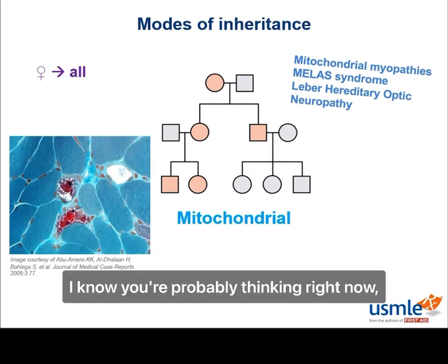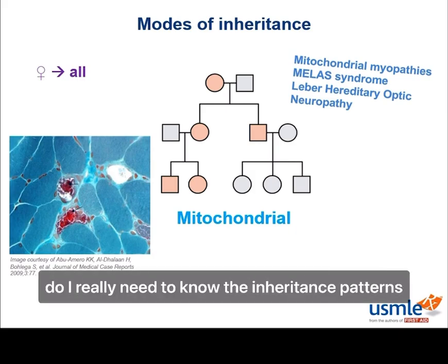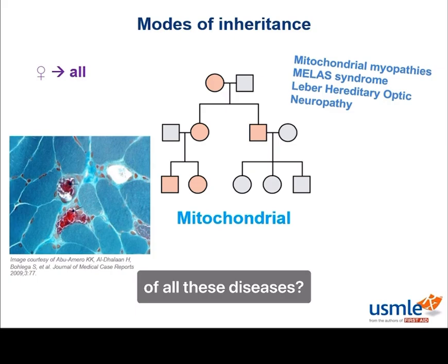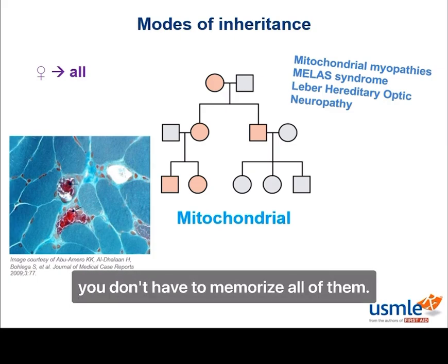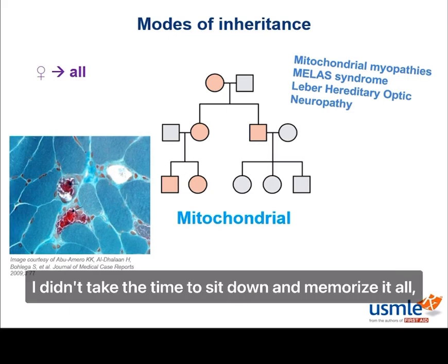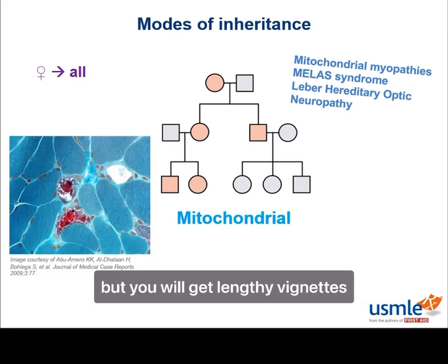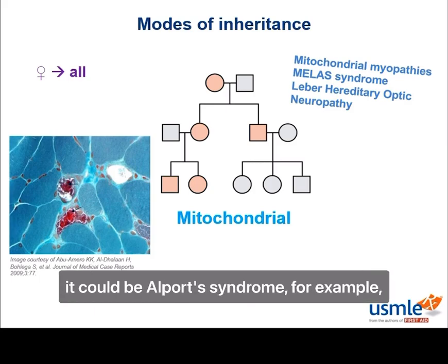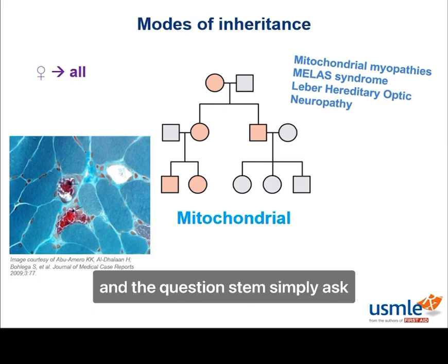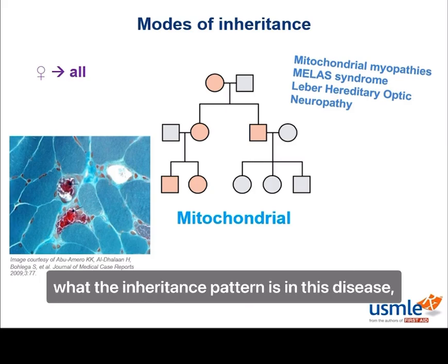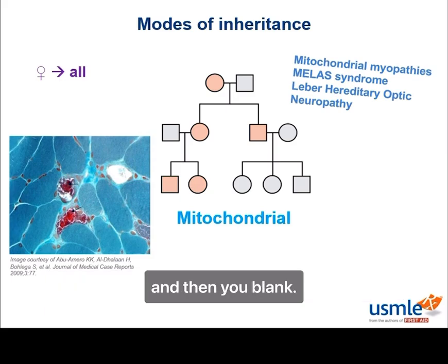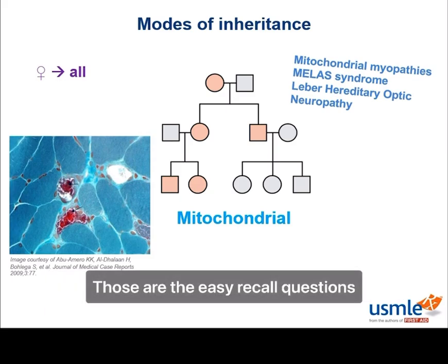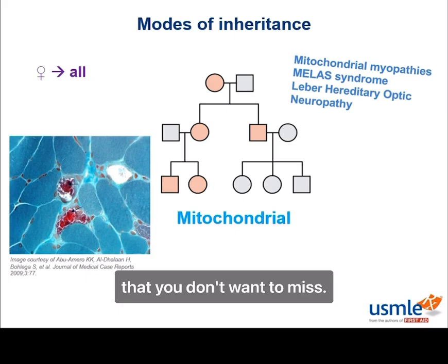Alright, so now at this point, I know you're probably thinking, do I really need to know the inheritance patterns of all these diseases? Well, the short answer is no, you don't have to memorize all of them. I didn't take the time to sit down and memorize it all, but you will get lengthy vignettes describing a disease that you 1000% know. It could be Lesch-Nyhan syndrome, could be Alport syndrome, for example, and the question stem simply asks what the inheritance pattern is in this disease, and then you blink. Those are the easy recall questions that you don't want to miss.